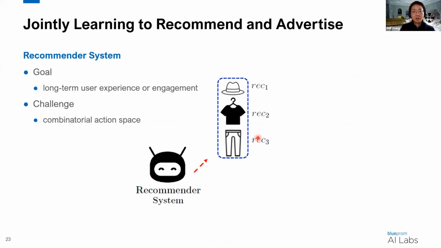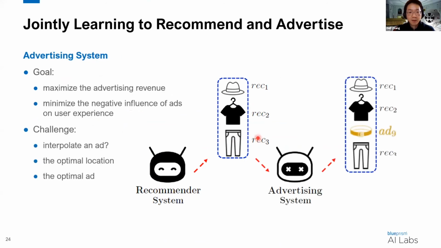So in recommender systems, we want to maximize long-term user engagement, and the challenge is the combinatorial action space. And we often want to perform computational advertising at the same time. The goal is different from the recommender system, because we would like to maximize the advertising value and at the same time minimize the negative influence of the ads on user experience.